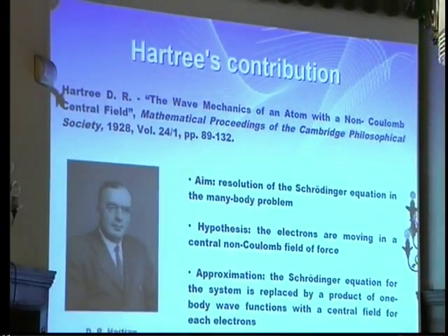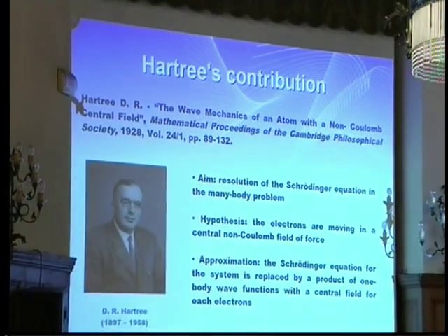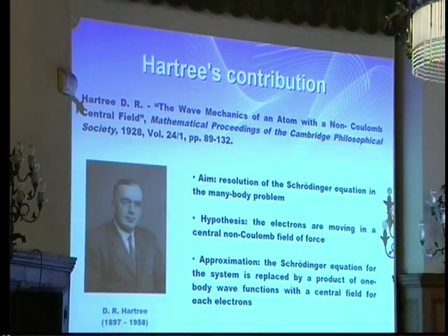So Hartree published in 1928 an article whose aim was the resolution of the Schrödinger equation for the many-body problem. This article took as its foundation the idea that, without knowledge about the behavior of electrons in an atom, it is possible to consider that they are moving in a central non-Coulomb field of force. So the main approximation, because the whole concept of orbital takes here the sense of quantum states represented by a wave function, is that the Schrödinger equation for the system is replaced by a product of one-body wave functions for a central field for each electron.